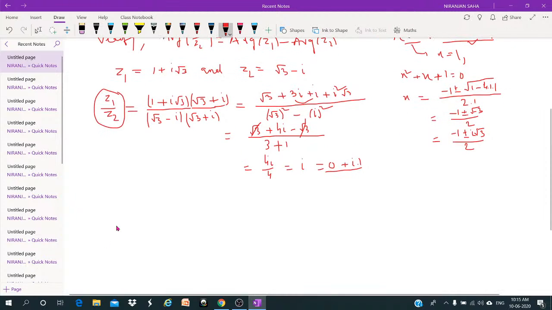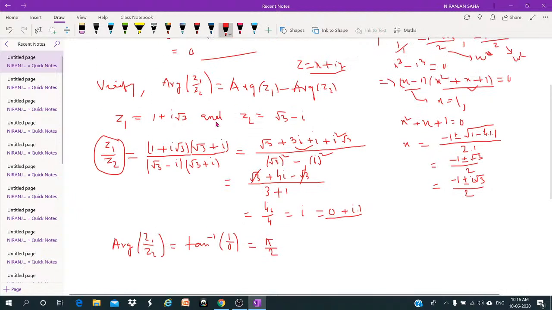Now what we have to do is find the argument of this quotient z1 upon z2. This is in the first quadrant, both are positive, so we will take just tan inverse y by x. This is an undefined value where the denominator is 0. So tan is undefined at pi by 2. So pi by 2 will be the value of the argument of this complex number.